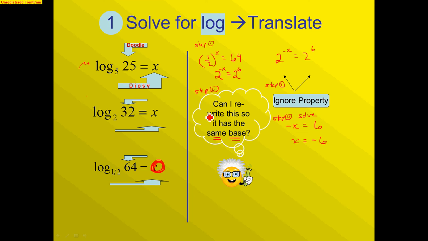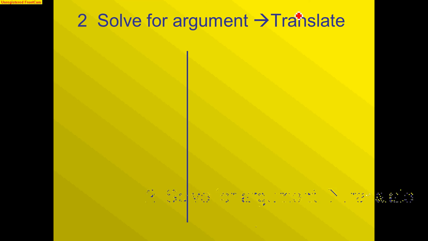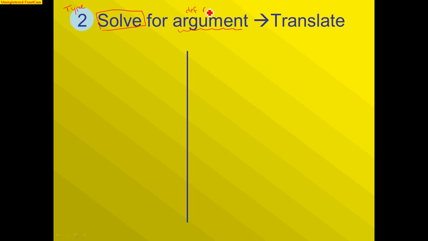Oh, did I check? Check the definition? Remember, I don't have to because there are no definition restrictions on the answer to a log. So let's do type 2. This time I'm going to give you a log equation, but you're going to solve for variables in the argument. Now, the argument had restrictions. Do you remember the definition restriction on the argument? The argument had to be positive. It couldn't be a negative number, and it couldn't be 0.